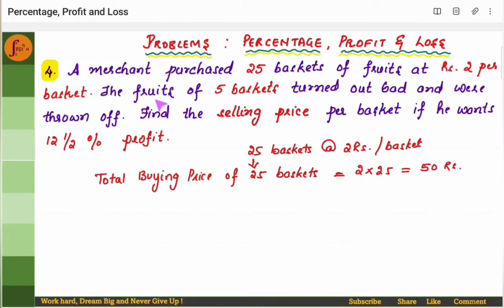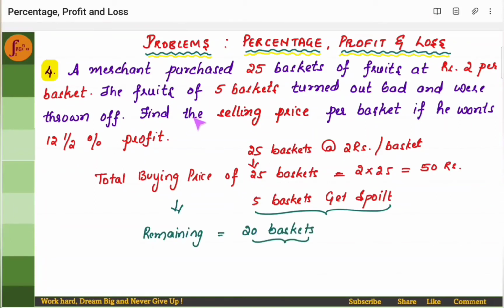Now, what happens is the fruits in 5 baskets get spoiled and are thrown off. So, 5 baskets get spoiled. So, what is remaining now? 5 baskets get spoiled and they are thrown. So, what is remaining? Remaining is 20 baskets. Now, he needs to find the selling price per basket. Find out the selling price per basket, not total. Per basket, what should be the selling price if he wants to get a profit of 12.5%?